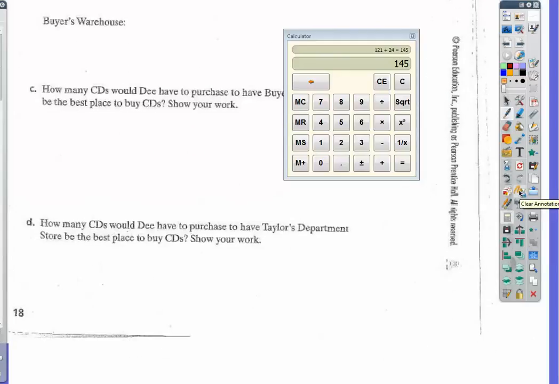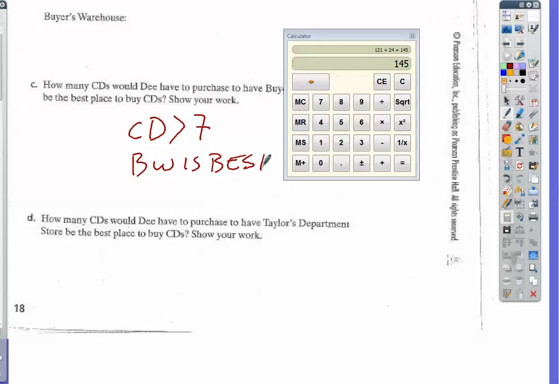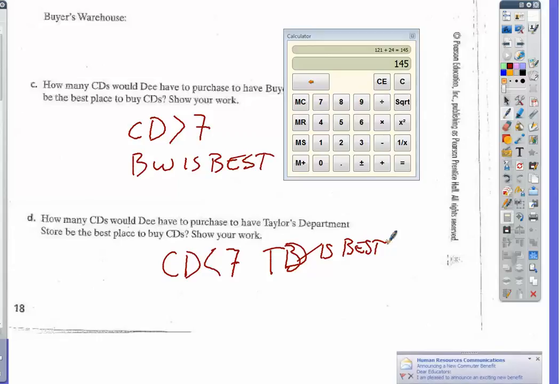All right. How many CDs would D have to purchase to have Taylor's department store? So in other words, when the number of CDs is greater than 7, then Buyer's Warehouse is best. But when the number of CDs is less than 7, then Taylor's department store is best. Okay, I will do the rest in another video.